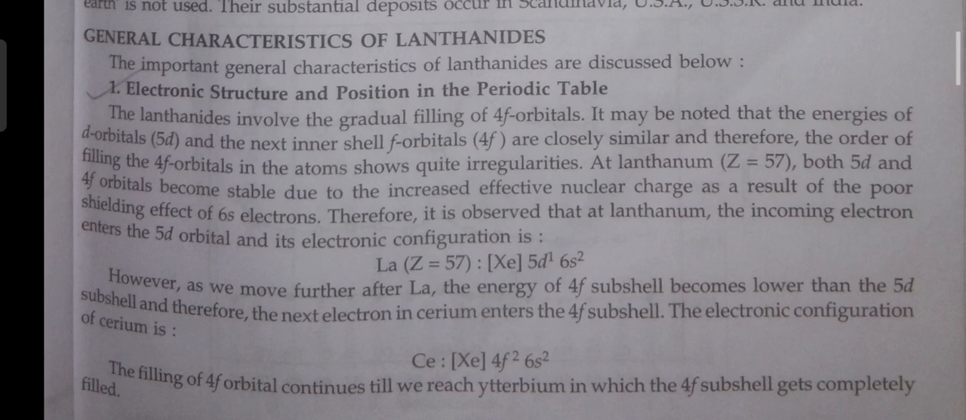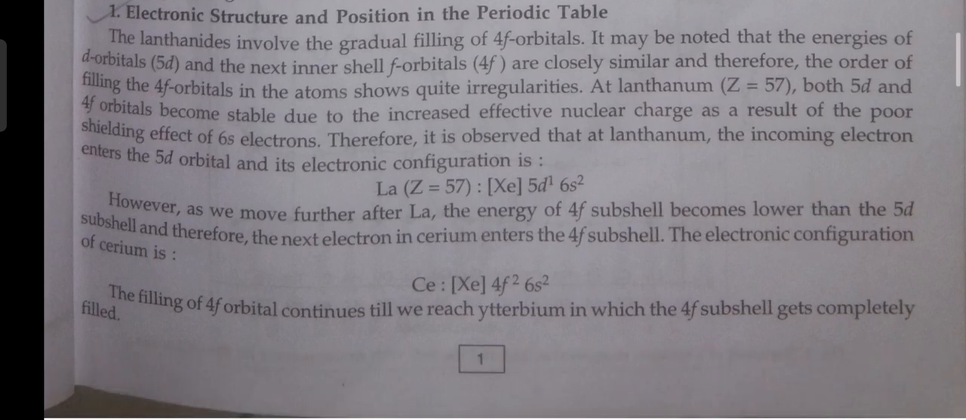At lanthanum, Z equals 57, both 5d and 4f orbitals become stable due to the increased effective nuclear charge as a result of poor shielding effect of 6s orbitals. Therefore, it is observed that at lanthanum the incoming electron enters the 5d orbital and its electronic configuration is La, Z equals 57, [Xe] 5d1 6s2.